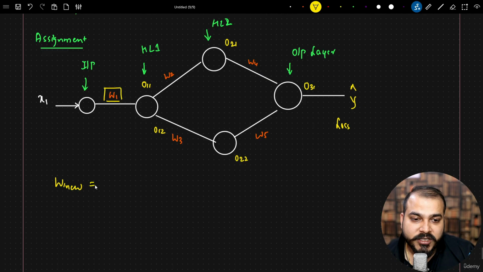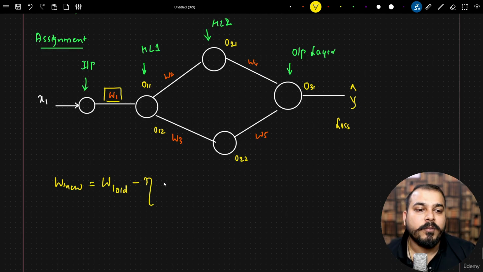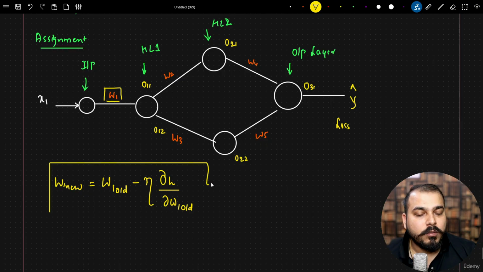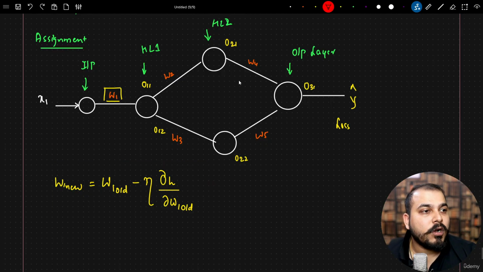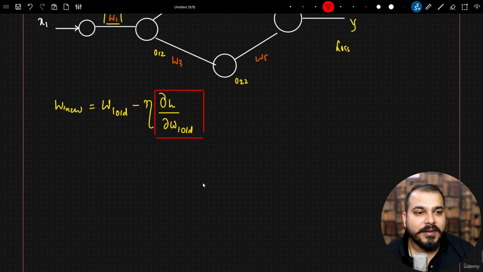Obviously, this equation is very simple, right? I will write W1 new is equal to W1 old minus learning rate multiplied by derivative of loss with respect to derivative of W1 old, right? So this is the formula. But now the main thing is that I want you all to expand this equation according to the chain rule. Okay. So let's go ahead. You just try it by yourself and then I will show you.